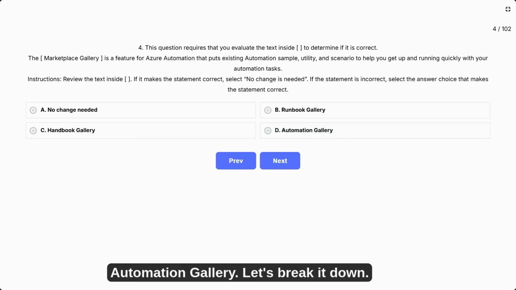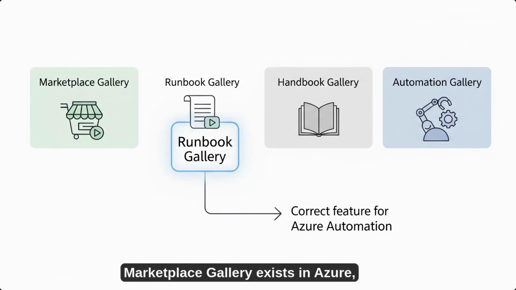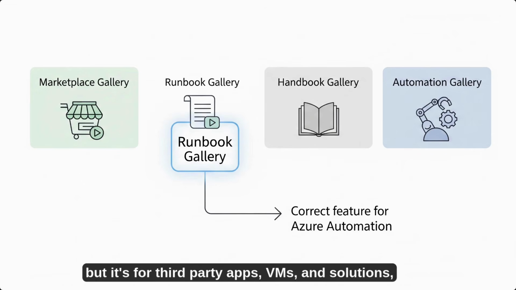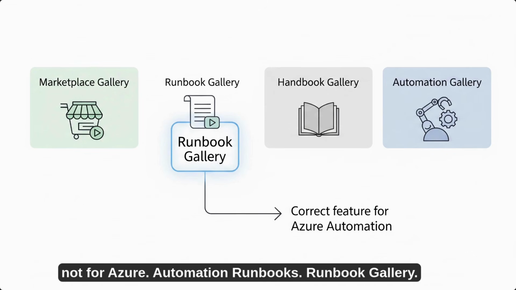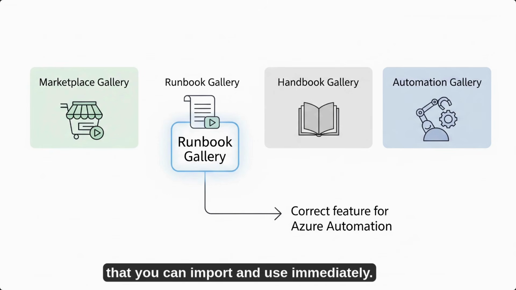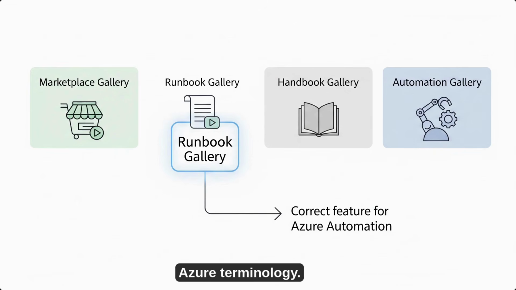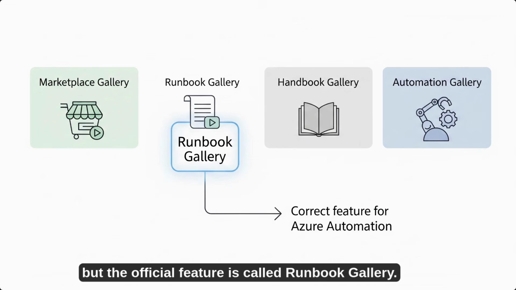Let's break it down. Marketplace Gallery exists in Azure, but it's for third-party apps, VMs, and solutions, not for automation runbooks. Runbook Gallery. This is the correct feature for Azure Automation. It provides ready-made runbooks, automation scripts that you can import and use immediately. Handbook Gallery doesn't exist in Azure terminology. Automation Gallery sounds close, but the official feature is called Runbook Gallery.